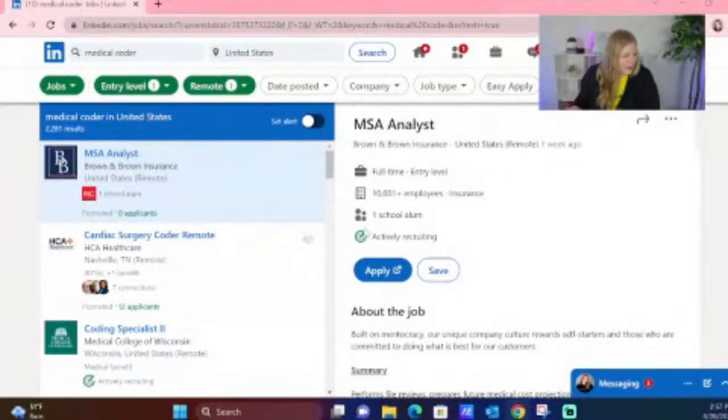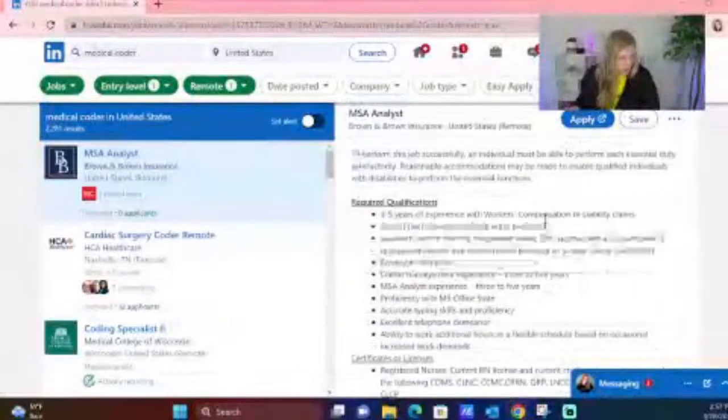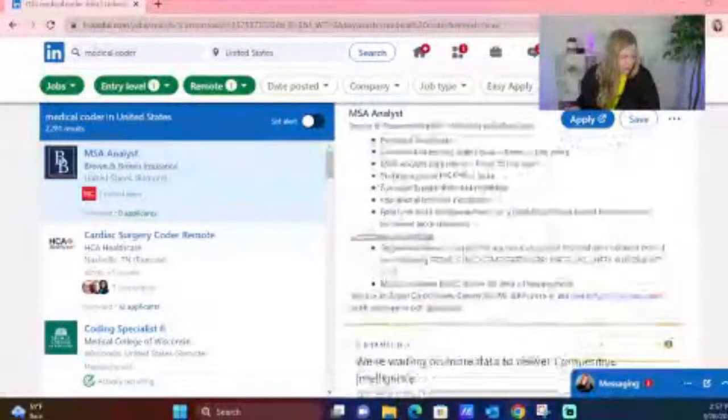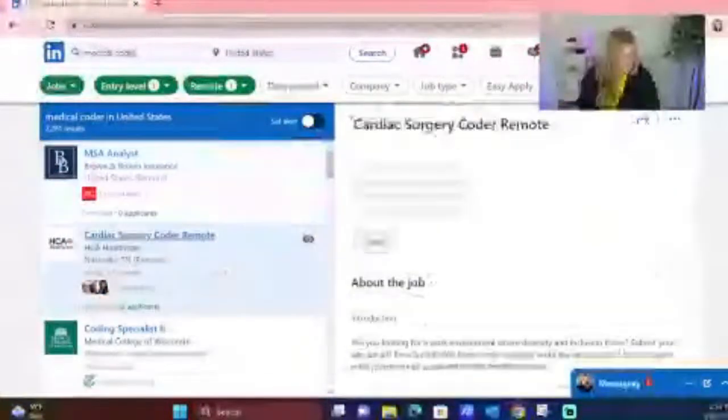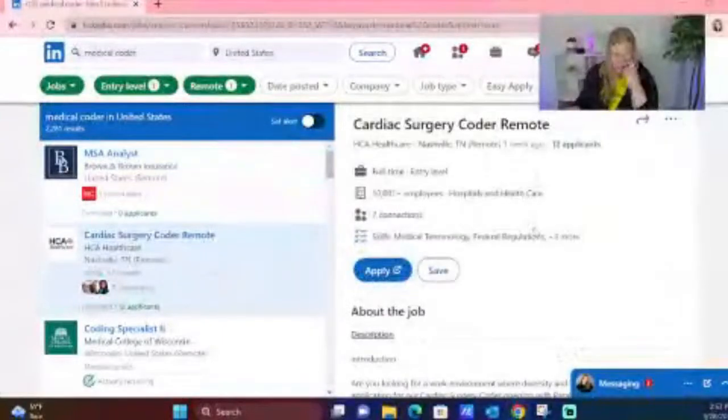Okay, what do we got here? Medical coder and MSA analyst. I don't even know. I'm going to skim through this. This doesn't even look medical coding-y to me. RN, yeah. So right away, if I'm scrolling this and I'm seeing RN licensure, that's not a position for me. Cardiac surgery coder, remote.